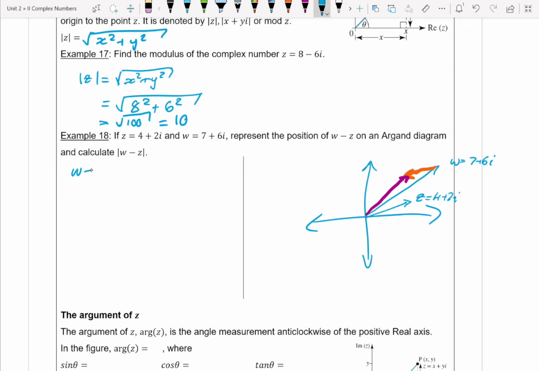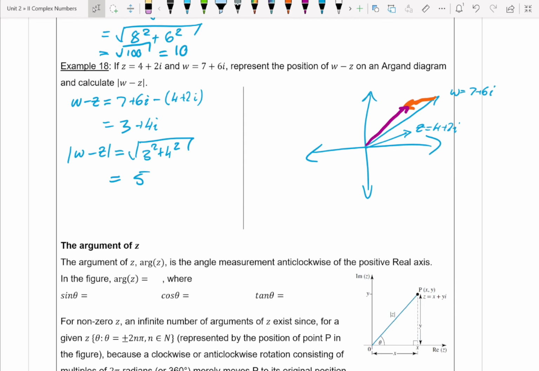So w minus z is equal to 4 plus 2i, sorry, no, that's not true, 7 plus 6i minus 4 plus 2i. So 7 minus 4 is 3, 6i minus 2i is 4i, and so the magnitude, or the modulus of that, is going to be the square root of 3 squared plus 4 squared. They're being rather nice today, giving us a bunch of Pythagorean triads, so that's going to be 5. So we can see the distance of this purple line that I've drawn is going to be 5.